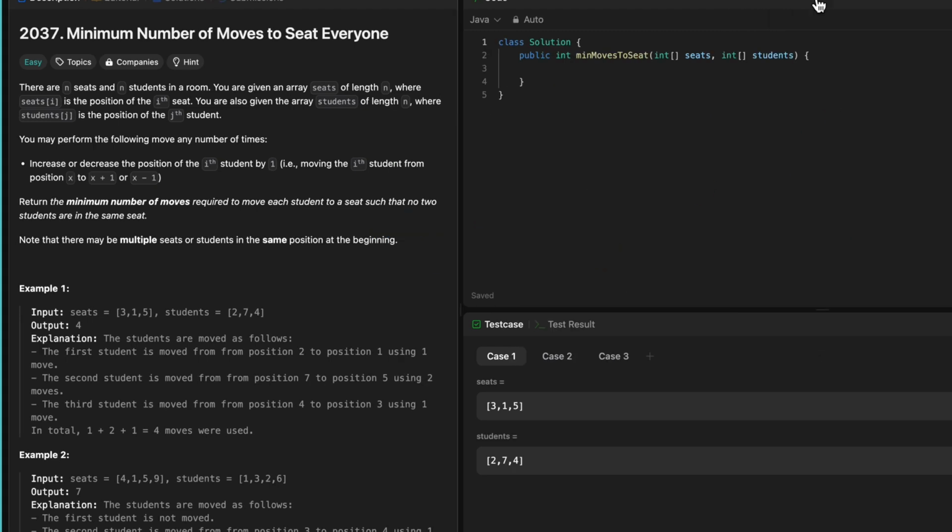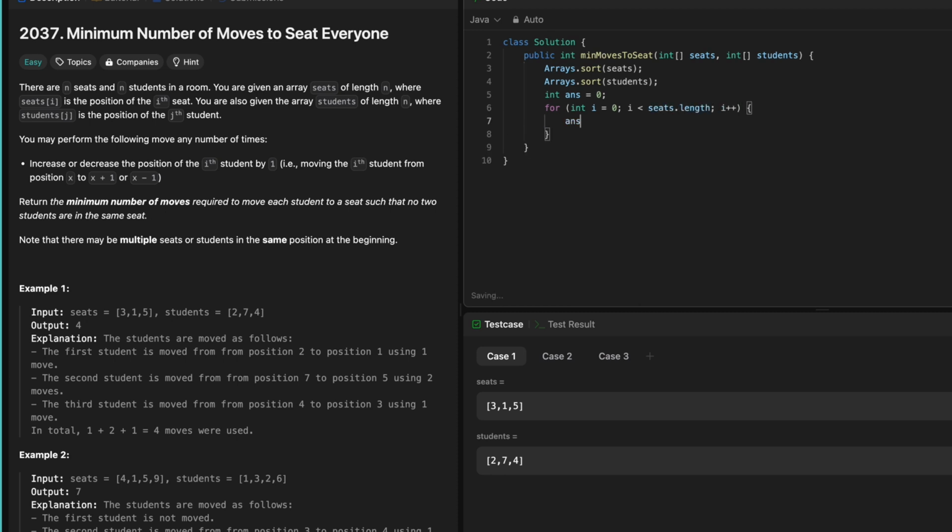So the code is actually very simple. The main thing was to understand that this is a greedy problem, not dynamic programming or some other problem. So then the idea is simple. We will just sort seats, then we will sort students, and then we will create an answer variable, and now start looping using the index because we want to get both the seat and student difference.